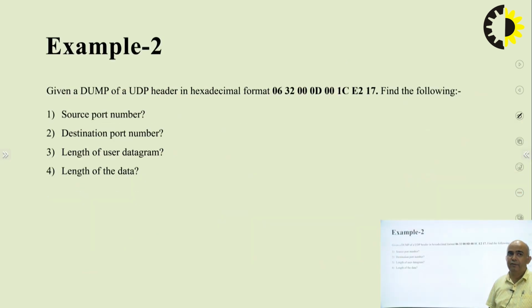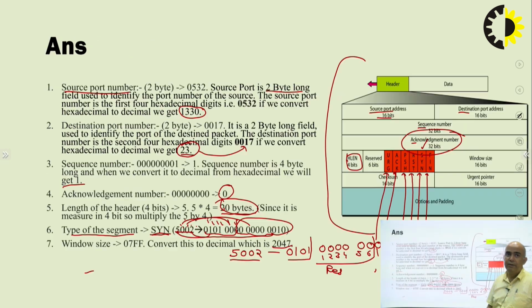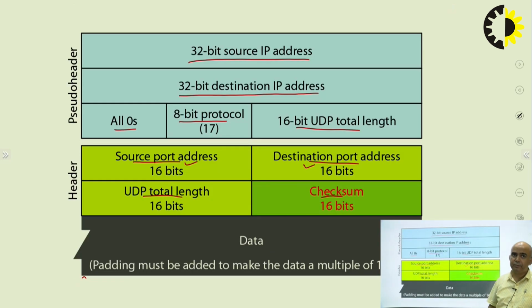Another is for the UDP, where again the data is received in hexadecimal format. Now we have to identify the source port number, destination port number, length of the user datagram, and length of the data. Okay. So for this, again, we need to identify the source port number. If we look into the header, the header format is being given to you.